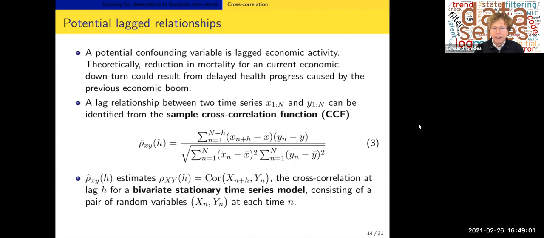And this is the first time we've seen the term bivariate stationary time series model. Well, a bivariate model just means a model for a pair of random variables, x_n and y_n. And that's stationary. We have the same definitions of weak and strong stationarity that we do for a single time series. It's stationary if the joint distribution of all these things is shift invariant.